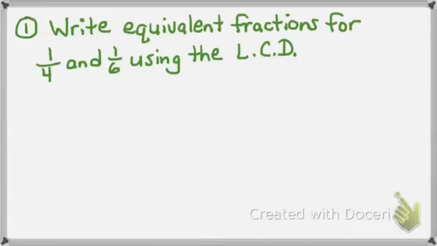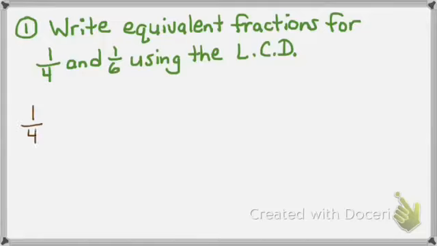Let's take a look at example number 1 to find out how to find equivalent fractions with common denominators. Question number 1 says write equivalent fractions for 1/4 and 1/6 using the LCD. LCD is least common denominator. So I'm going to make the denominators the same by finding the least common denominator. First thing I need to do when I have to find equivalent fractions is to set myself up. How do I do that?